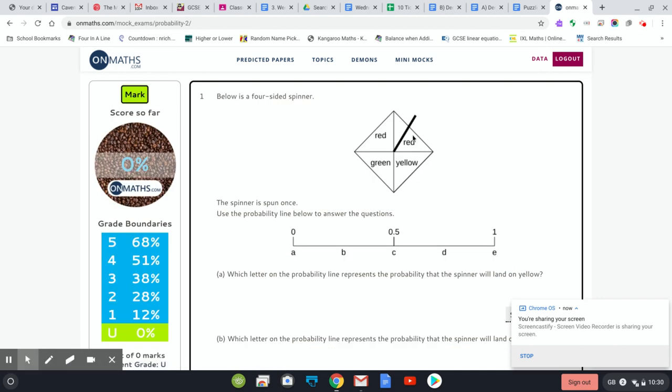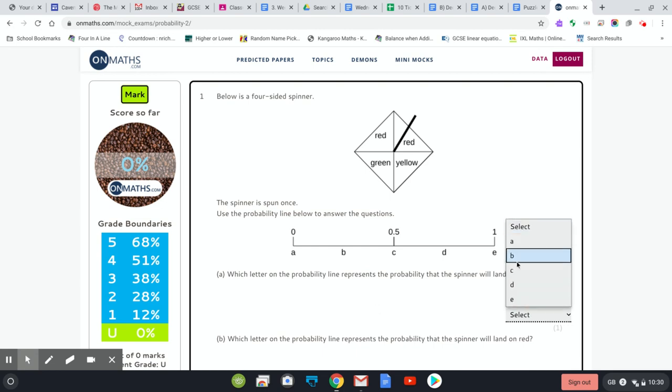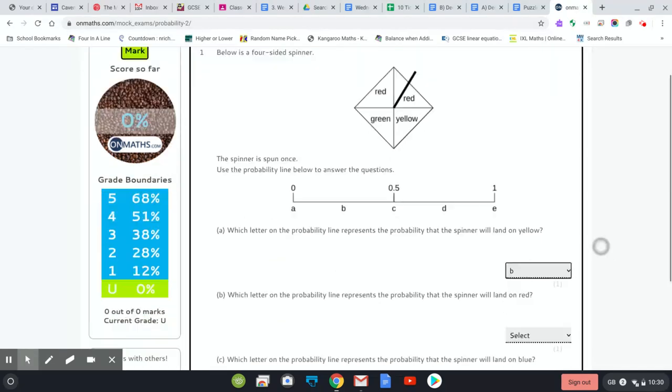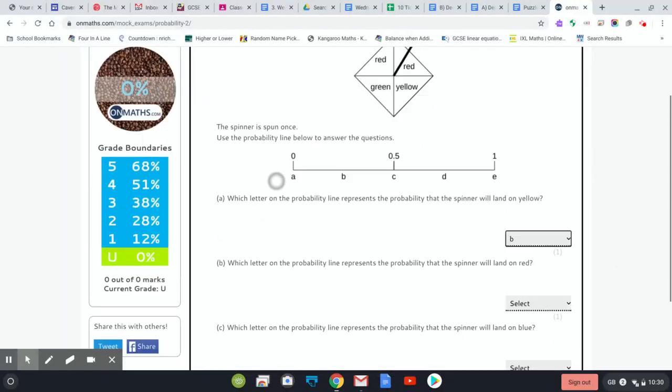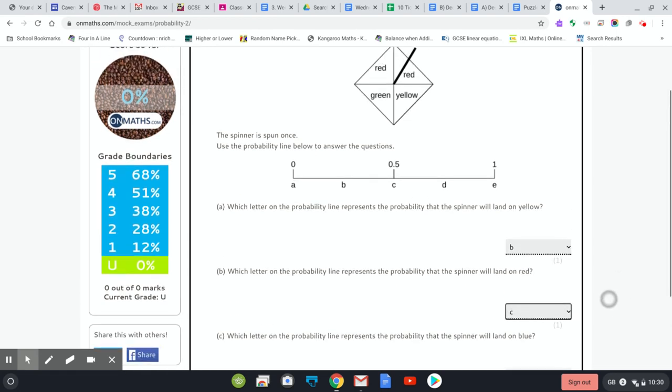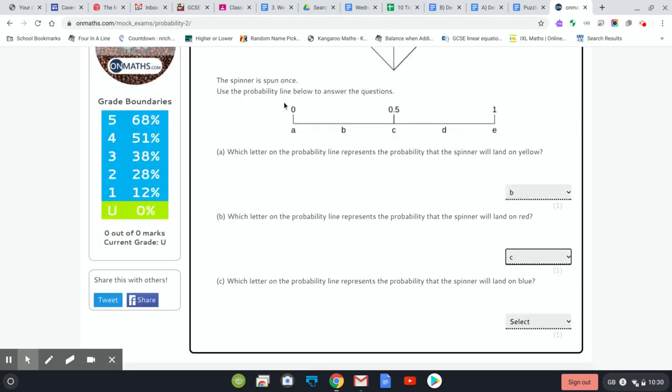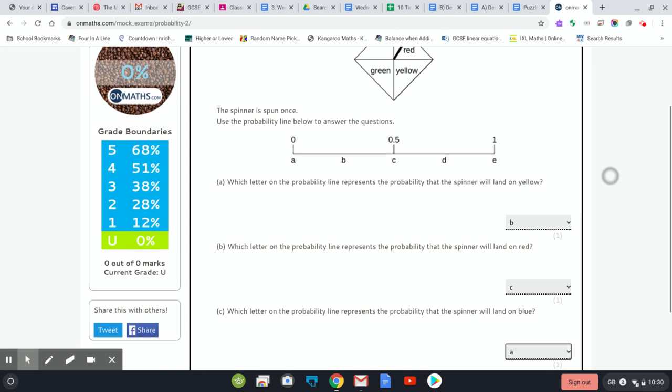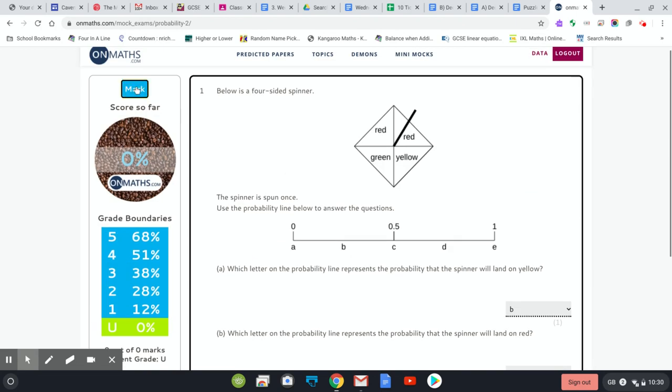Okay, so this spinner has two reds, a green and a yellow. What's the probability that the spinner will land on yellow? Well, there's one yellow out of four, so that's a quarter, so that letter is B. Second part, probability it lands on a red. There are two reds, so 2 out of 4 is the same as a half, 0.5. So letter C. Then the probability that it'll land on blue. There are no blues, so it's got a zero chance, so that would be A. Okay, and you go up and mark.